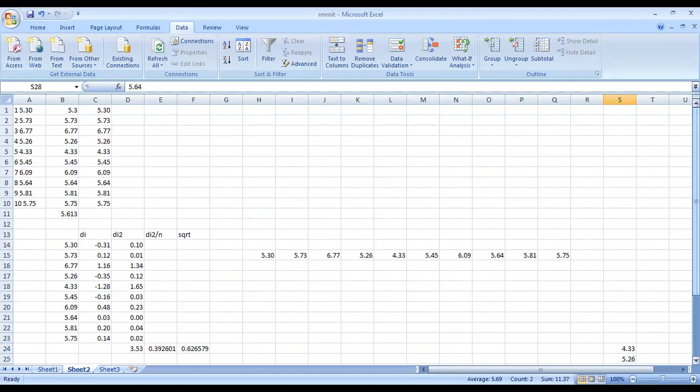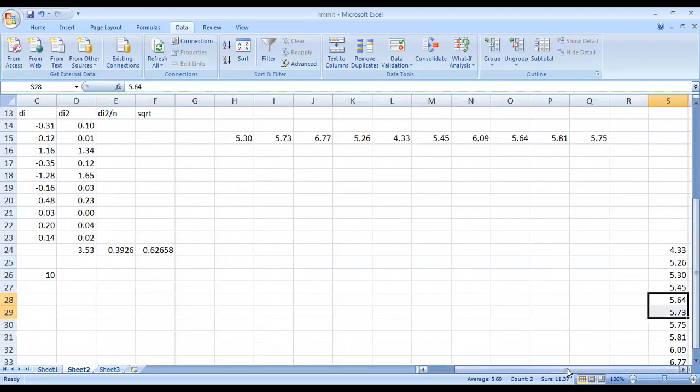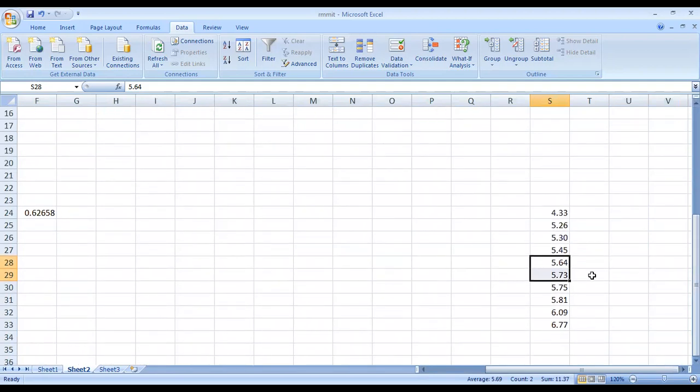Yes, it is correct. I'll make it a little bit bigger. So it is correct. Two middle numbers 5.64 and 5.73. So you find the average of this. Find the average of this.